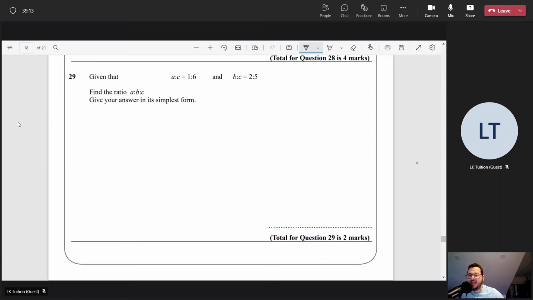Number 29, given that a to c is 1 to 6 and b to c is 2 to 5, find the ratio a to b to c. Give your answer in its simplest form. Well, the common one here is we've got a c there and a c there, so we want them to match. So at the minute we've got 5 and 6, so let's match them up. Now the way I want to do that is I just want to times them together to get a common multiple, and 5 times 6 is 30. So let's try and put these to 30 then. So we've got 1 to 6, and we want that to be 30, and we've got 2 to 5, and we want that to be 30.